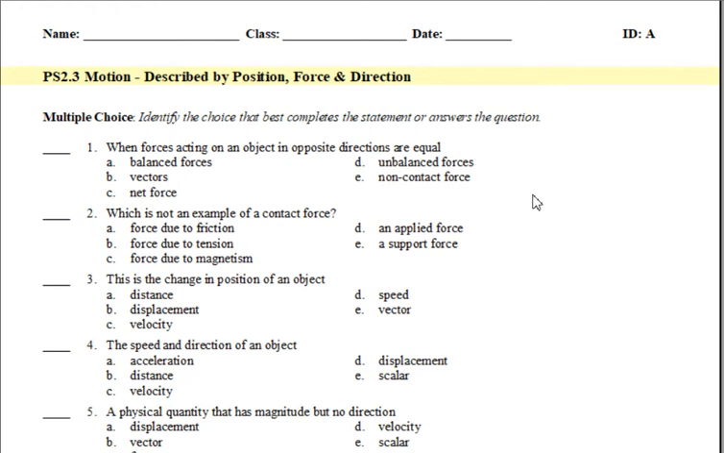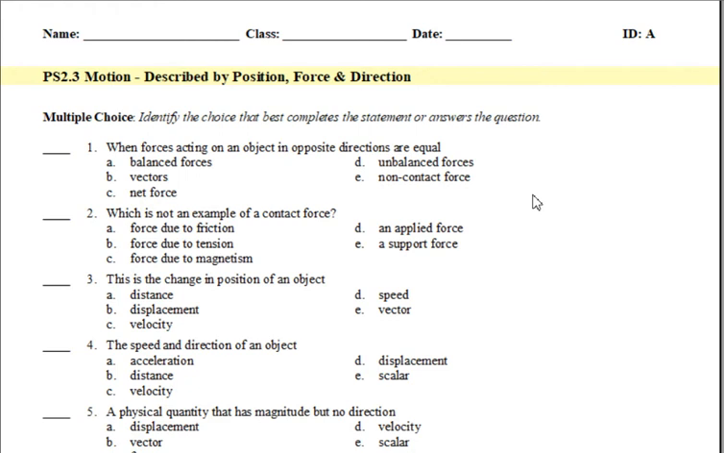Number 2. Which is not an example of a contact force? A, force due to friction, B, force due to tension, C, force due to magnetism, D, an applied force, or E, a support force. Number 3, this is the change in position of an object. A, distance, B, displacement, C, velocity, D, speed, or E, vector.